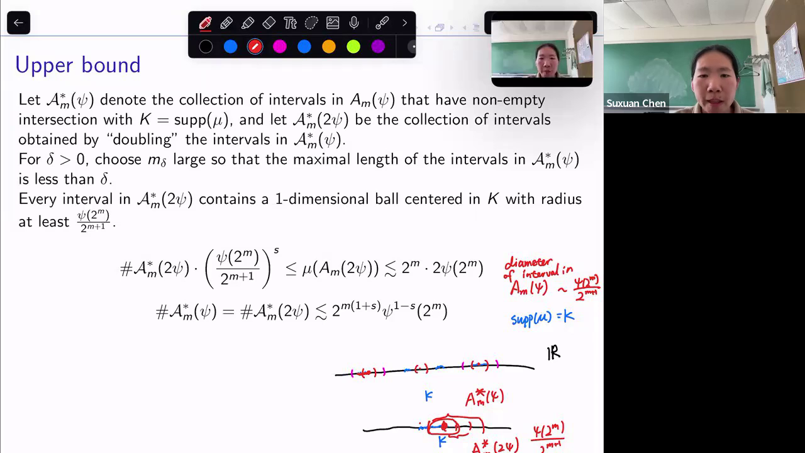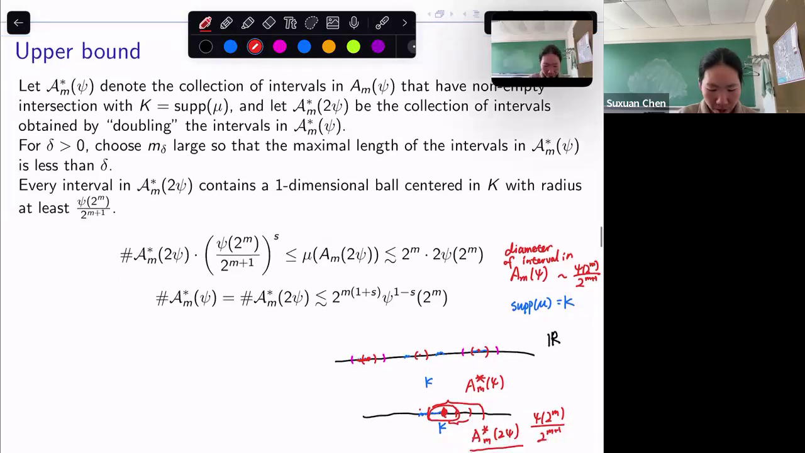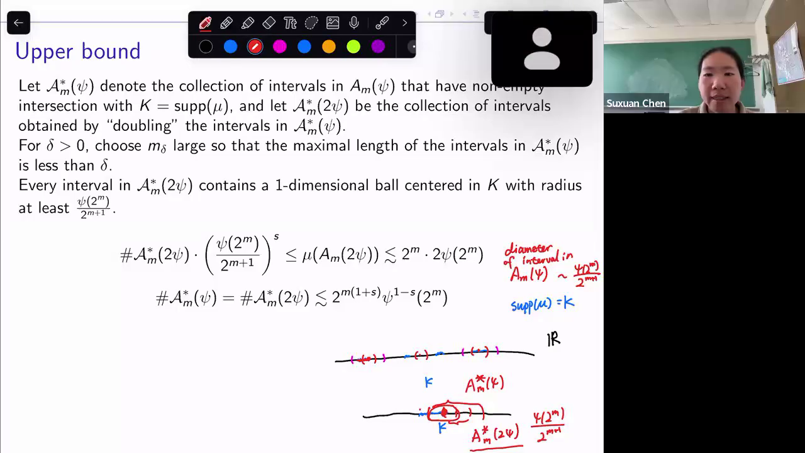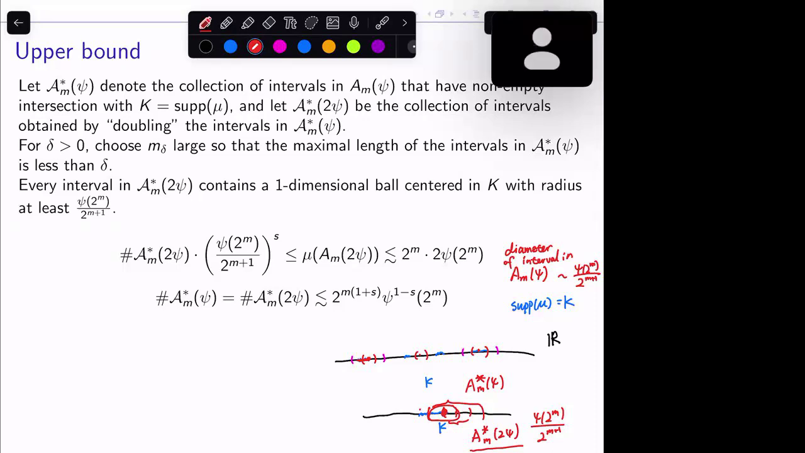Exponential. For the measure estimate of this ball, we didn't use the effective equidistribution. We used the property that a one-dimensional ball, if it is centered in the self-similar set with the radius not small, then its measure is approximately r to the power s, with s being the Hausdorff dimension. Yeah, I mean the second inequality. The second inequality, yeah, it's from the effective equidistribution.